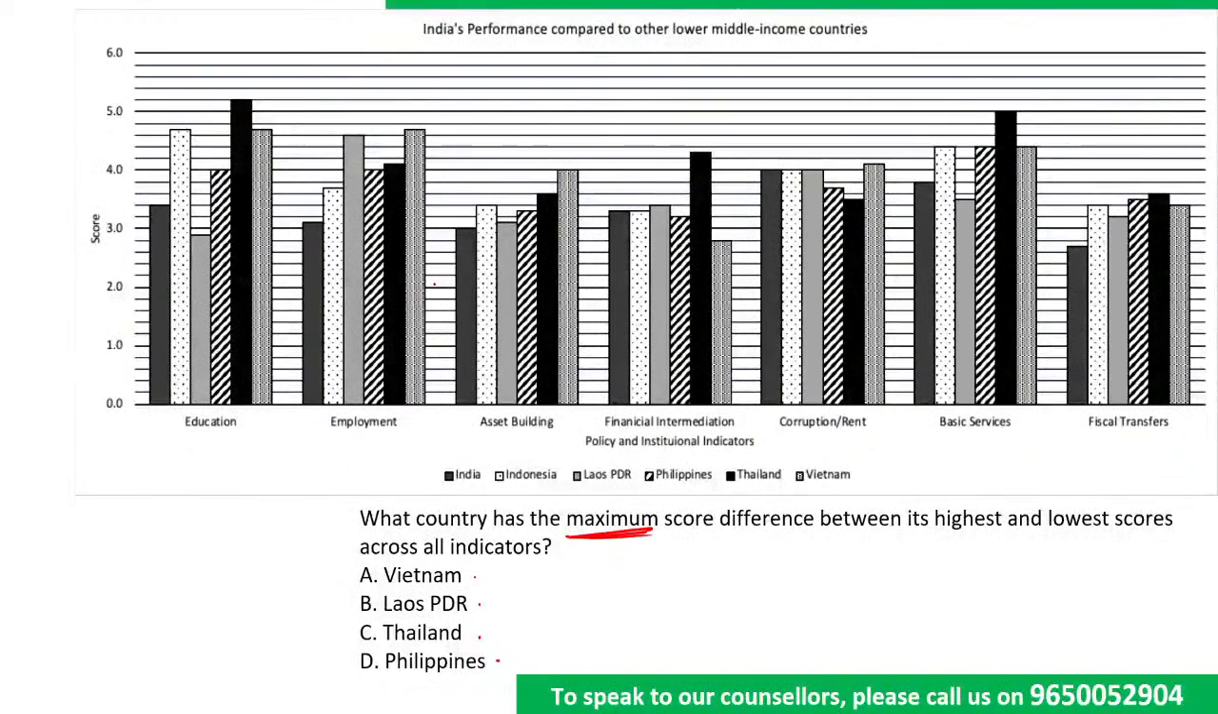You do not have to look at all countries. You just find for these four countries: Vietnam, Laos, Thailand, and Philippines. Vietnam is the last one. Laos is the third one, the light gray. Thailand is the black, and Philippines is with slanting lines. So this is the light gray, dark black, and this is the dotted one at the end. So you have to find this.